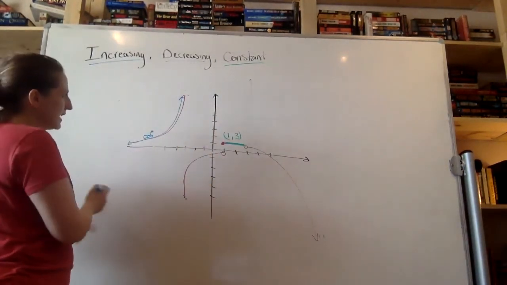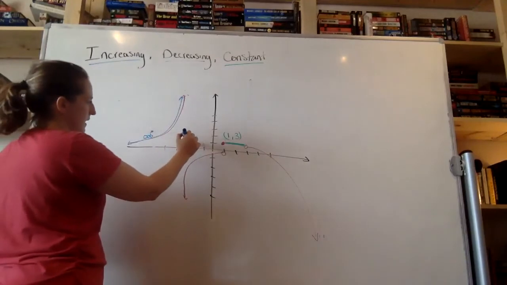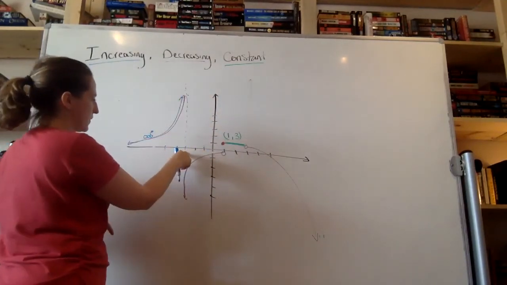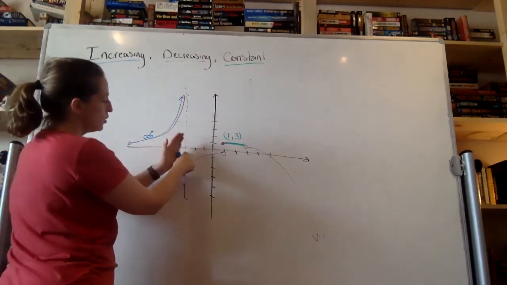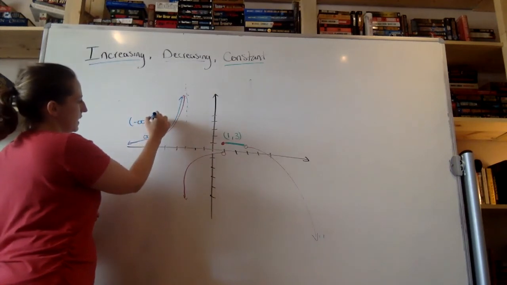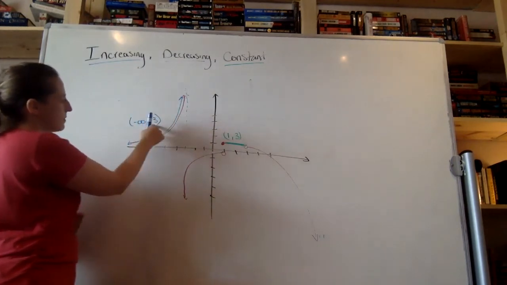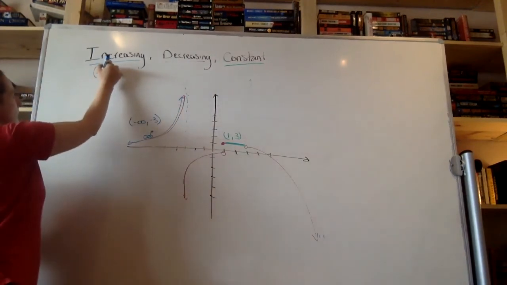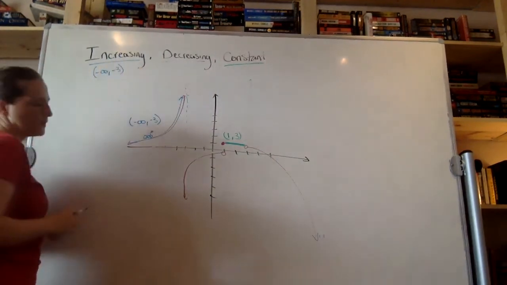So how would I write the interval for this piece? Well, it looks like this guy is stopping right here at negative 3. So I'll have from negative infinity to negative 3. So we're increasing from negative infinity to negative 3. Again, remember that we're using open intervals here.